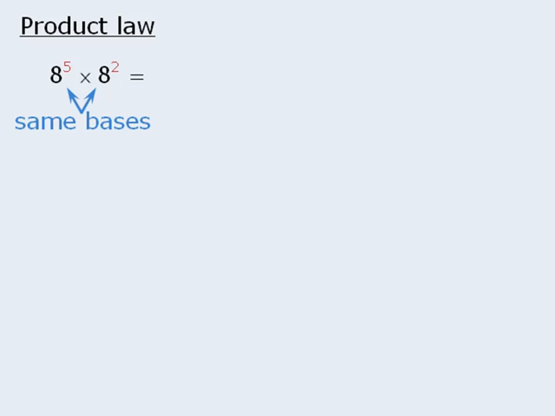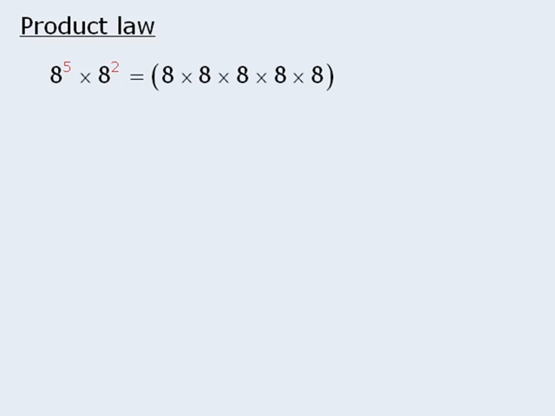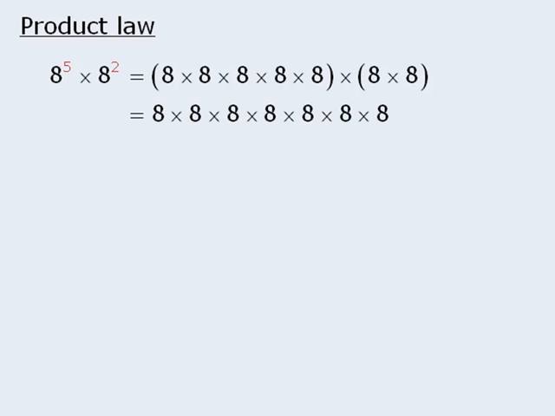Now to find this product, we can first rewrite 8 to the power of 5 as follows, and then rewrite 8 to the power of 2 as follows. At this point, we can combine both pieces here to get the product of 7 8's, which we can now rewrite as 8 to the power of 7. So 8 to the power of 5 times 8 to the power of 2 is equal to 8 to the power of 7. Now consider this example.